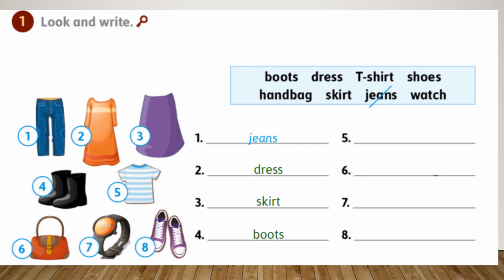And number 5? Great, it's a t-shirt. Perfect. Number 6? Perfect, it's a handbag. Right. Number 7? Yes, it's a watch. I know you know that it's very common. You can easily distinguish it from the other pictures. And number 8, which is the last one, yes, they are shoes. Perfect.